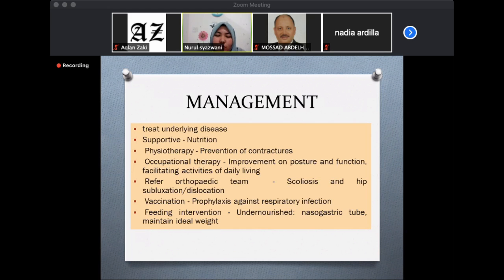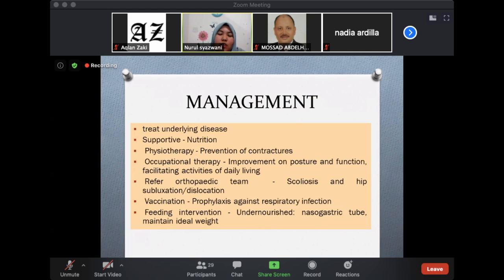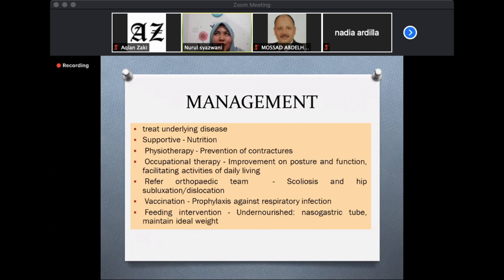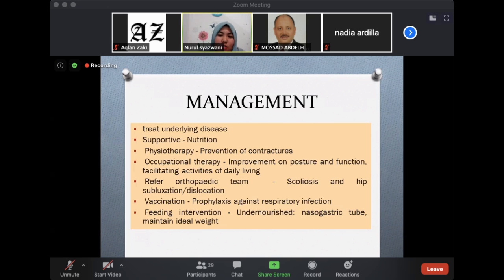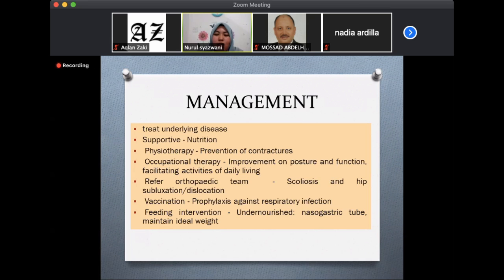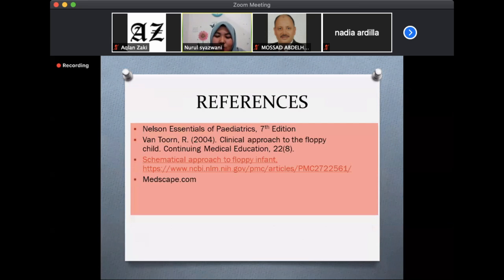So if the patient has problems with scoliosis and also hip subluxation or dislocation, we can refer to the orthopedic team. And also we can give vaccination as prophylaxis against respiratory infection, due to being immunocompromised. And also feeding intervention, especially for infants having problems with sucking. So we need to give food through a nasogastric tube, and also maintain the ideal weight. Okay, that's all.